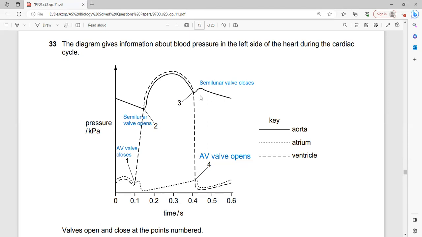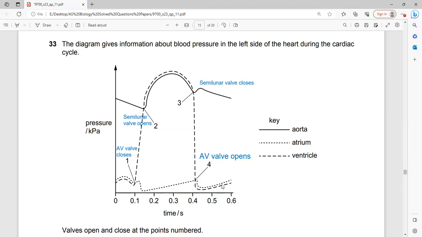So in this way, to prevent the backflow, the semilunar valve will close. And constantly, the blood pressure will decrease in the ventricle, and the time will come when the atrium pressure will be greater as compared to the ventricle. And in this way, the atrioventricular valve will once again open.